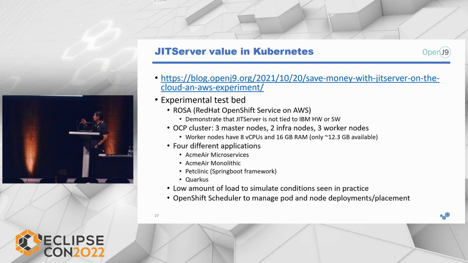In our experiments, we use 4 applications: Acme Air microservices and Acme Air monolithic, so 2 versions of the same application. Acme Air is a Java EE application that runs on top of OpenLiberty and implements an airline reservation system. We also have the renowned Pet Clinic benchmark from the Spring Boot framework, and we also use a small Quarkus application. And we are going to apply a relatively low amount of load in order to simulate conditions seen in practice.